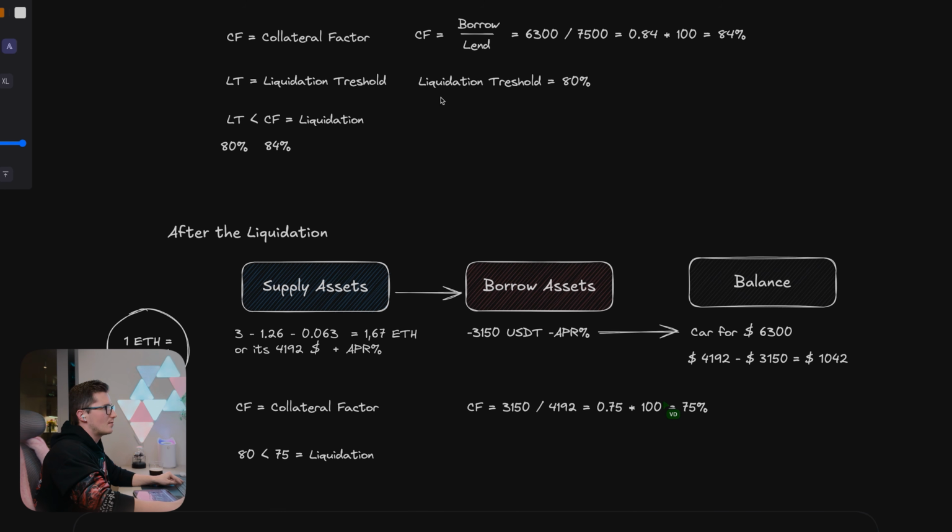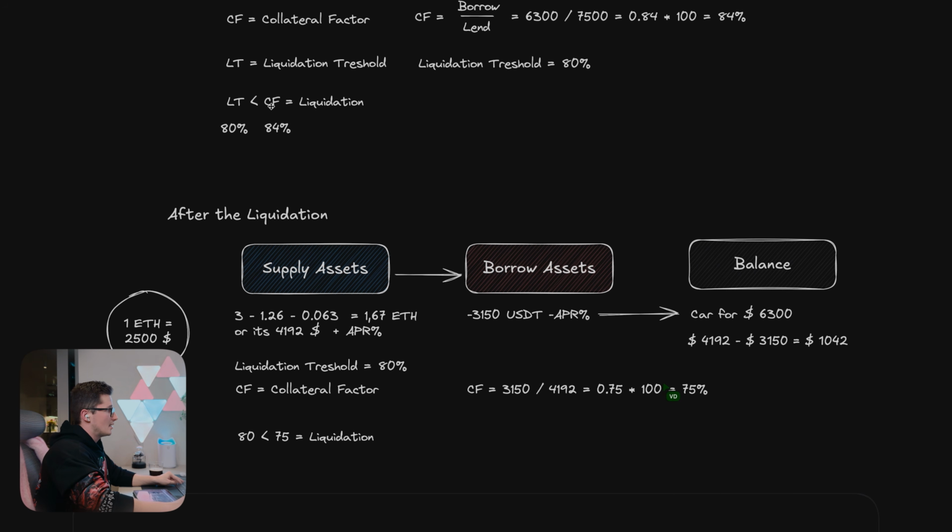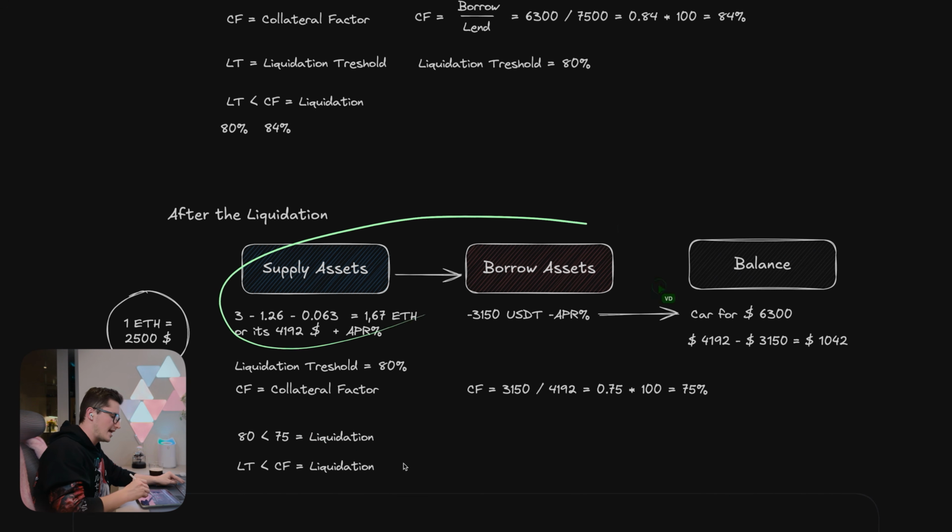Do you remember that our liquidation threshold is still 80%? So, are we eligible to be liquidated? We will be eligible if the liquidation threshold is lower than the collateral factor. But right now we have 80 and 75. But 75 is lower than 80. It means we are not eligible to be liquidated. It means our position is healthy.